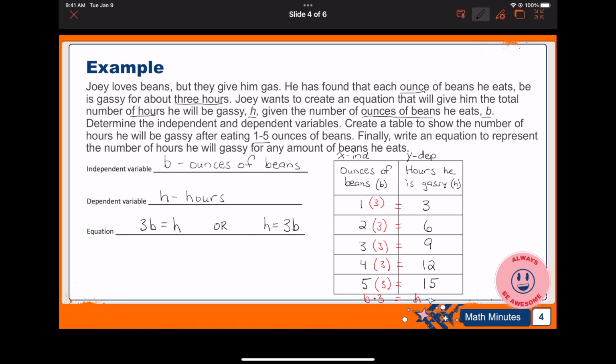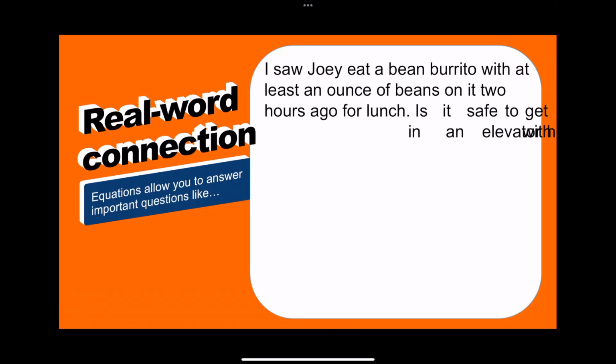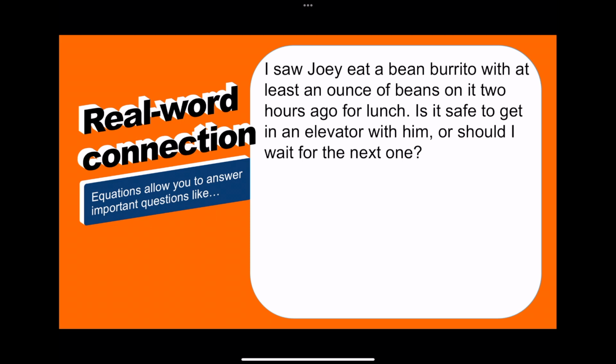All right, and now I know what you're wondering. You're like, hey, well, why do I need this equation anyway? What does the equation do? Well, now that I have an equation, I can answer some real-world situations, right? I can apply this to information. I can answer questions that I might want to ask down the road. For example, I could ask questions like, hey, I saw Joey eat a bean burrito with at least an ounce of beans on it for lunch 2 hours ago. Is it safe to get an elevator with him, or should I wait for the next one? And I would probably wait for the next one to be safe, right?